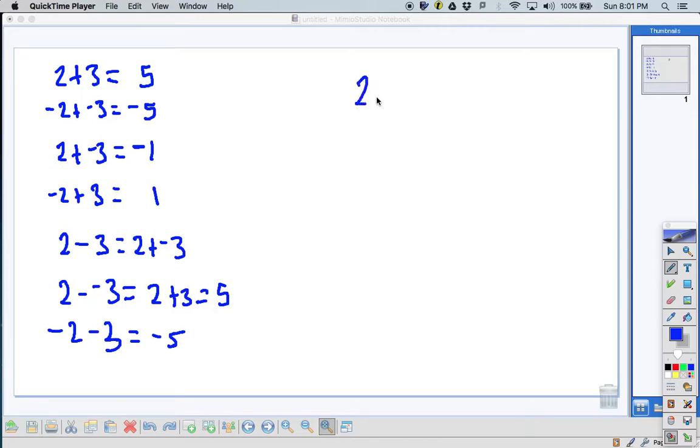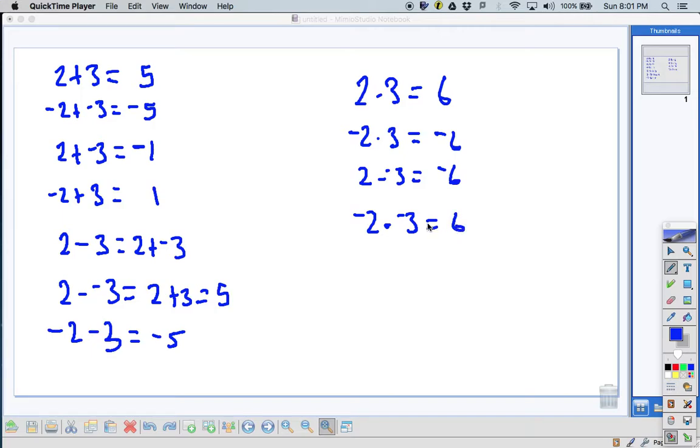When you multiply, in this case it's 6. If you have 2 positives, your answer is positive. If you have 1 negative, and it doesn't matter where it is, the answer is negative. And if you have 2 negatives, the answer is positive again. So it starts with positive, 1 negative is negative, and then it goes back and forth.